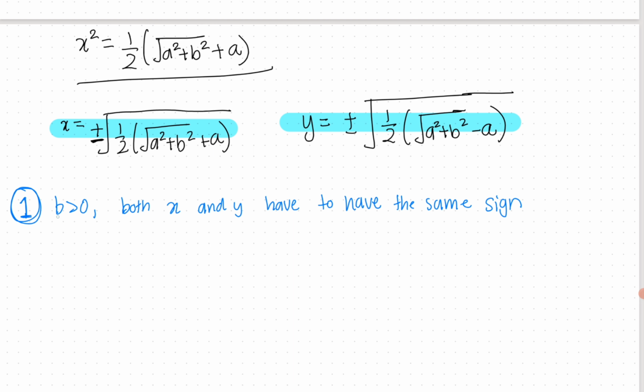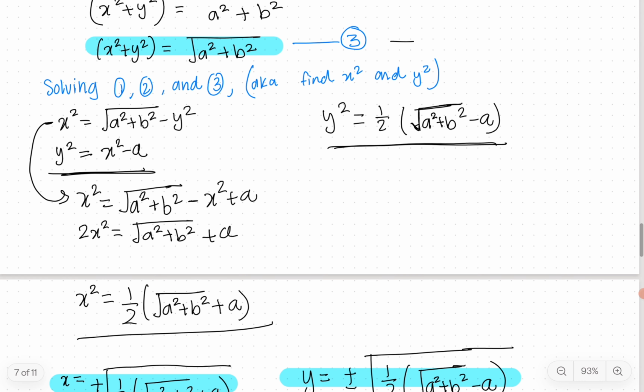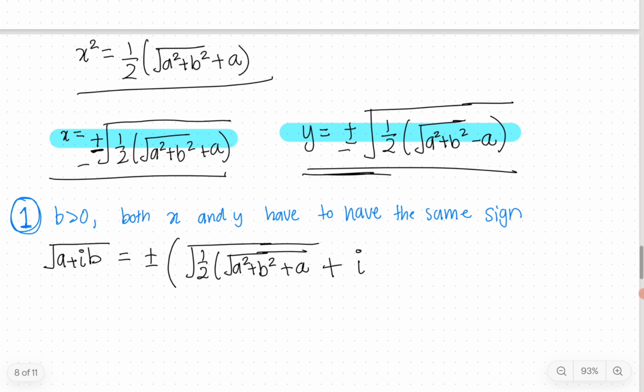If b is greater than 0, both x and y have to have the same sign. So we have x and we have y. Basically what we're saying is the square root of a plus ib will have to have the same sign, so they're either both positive or they're both negative. So if we take the plus or minus outside, we have the square root of 1/2 times the square root of a squared plus b squared, plus a, plus i, because once again, y all the way up here is the imaginary part. y is the imaginary part, so that's why I'm including an i.